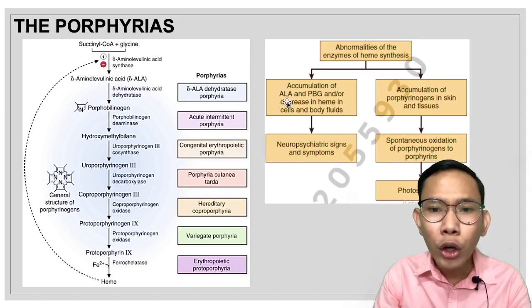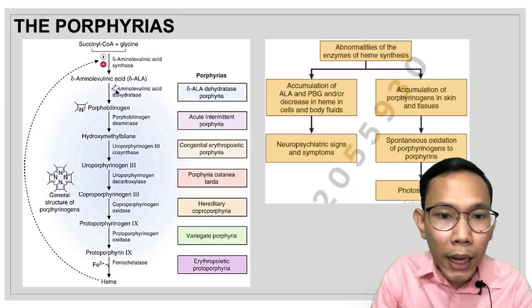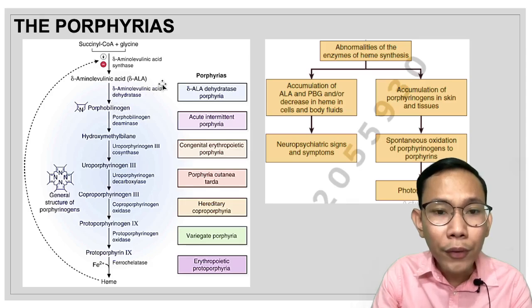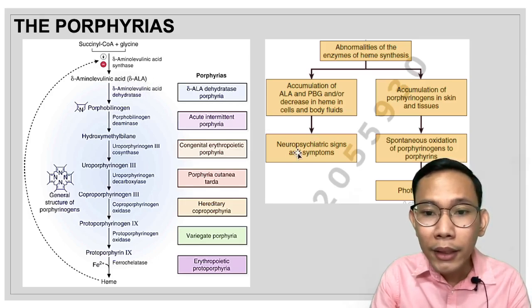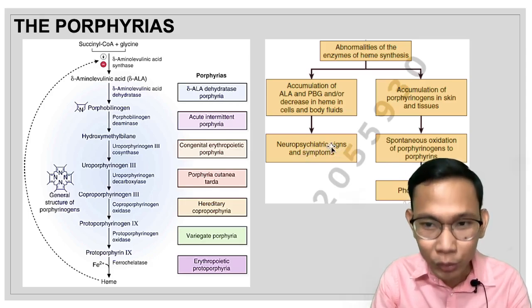Again, pag may accumulation of ALA, ito yun. If there is, remember, nagkakaroon tayo if ever walang enzyme na D-ala dehydratase. So therefore, anong nangyayari? Therefore, dumadami ang ating ALA. Pag madami ang ating ALA, nagkakaroon tayo ng neuropsychiatric signs and symptoms.